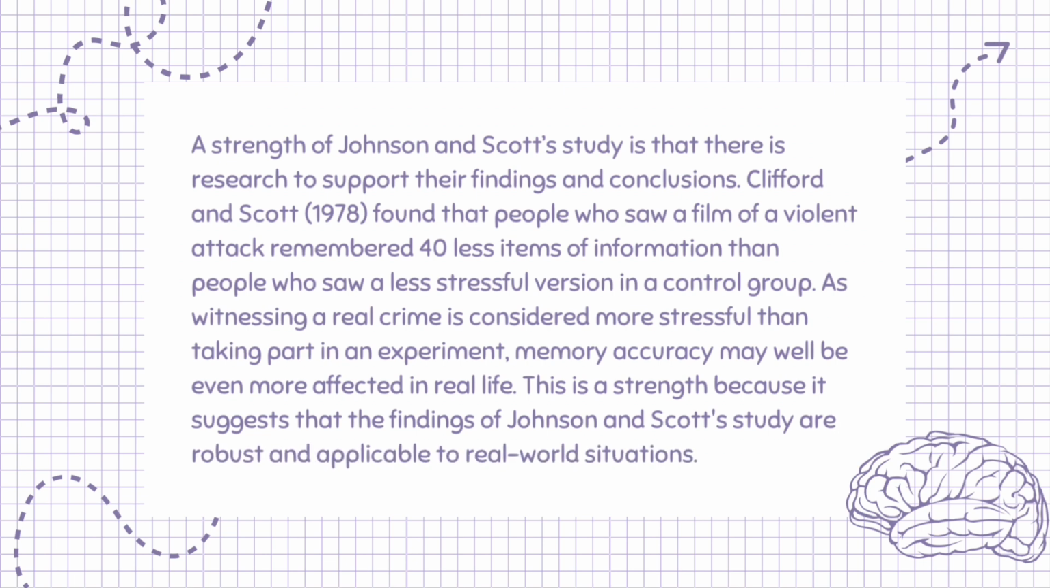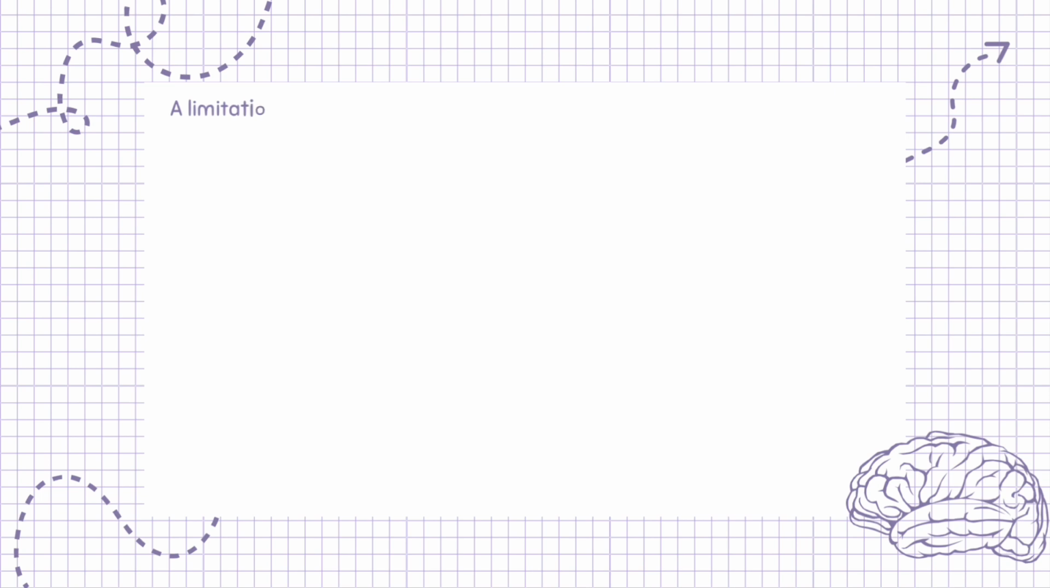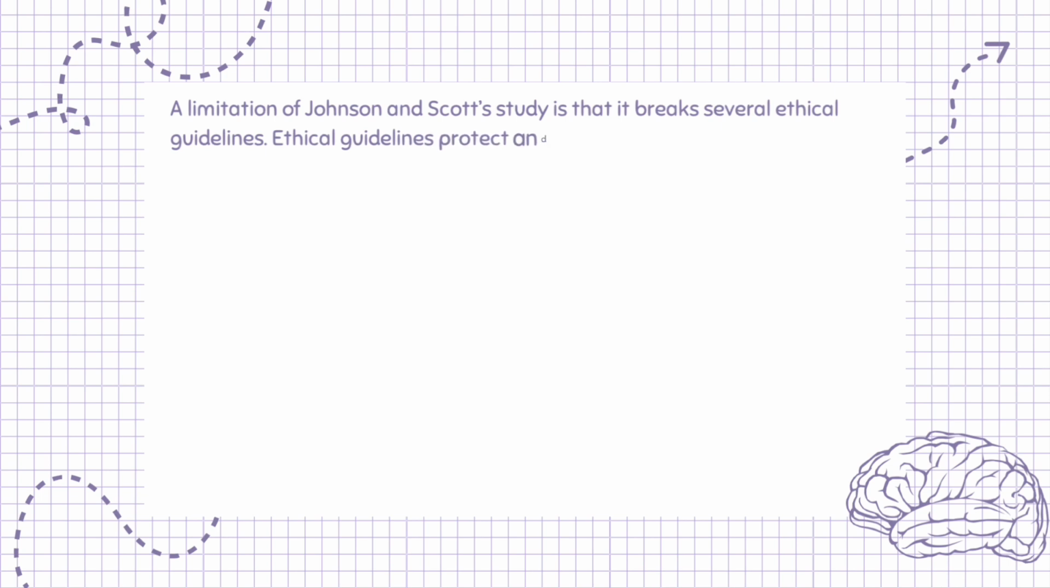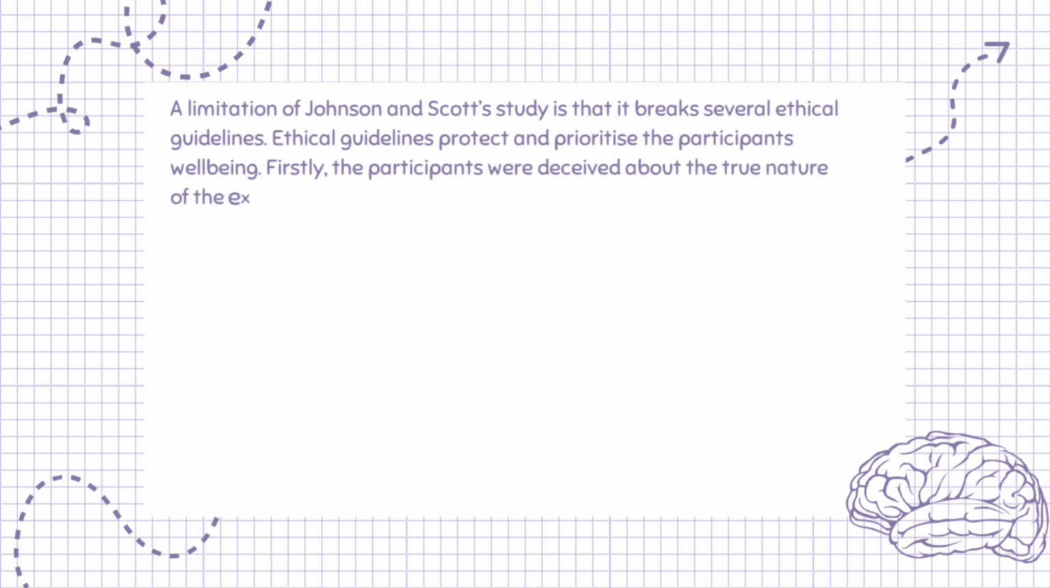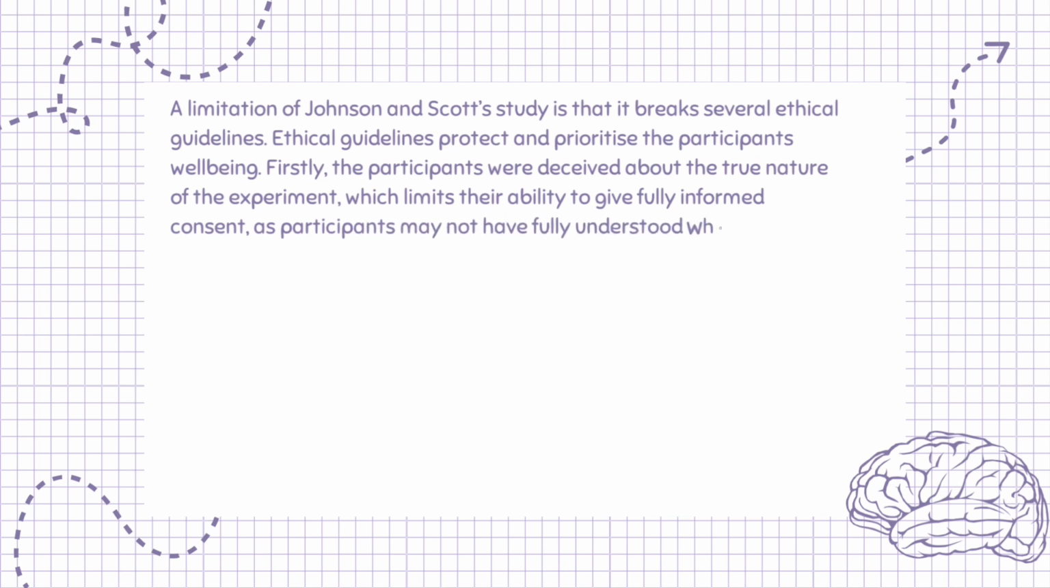This is a strength because it suggests that the findings of Johnson and Scott's study are robust and applicable to real-world situations. A limitation of Johnson and Scott's study is that it breaks several ethical guidelines. Ethical guidelines protect and prioritize the participants' well-being. Firstly, the participants were deceived about the true nature of the experiment, which limits their ability to give fully informed consent, as participants may not have fully understood what they were agreeing to, which undermines their autonomy.